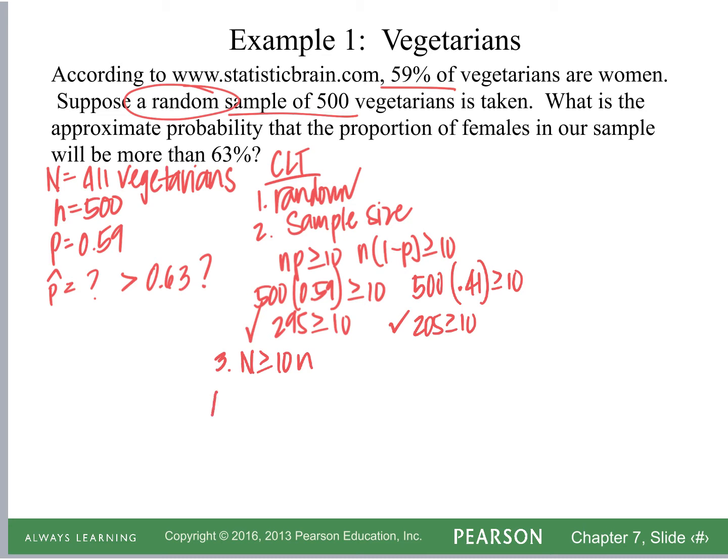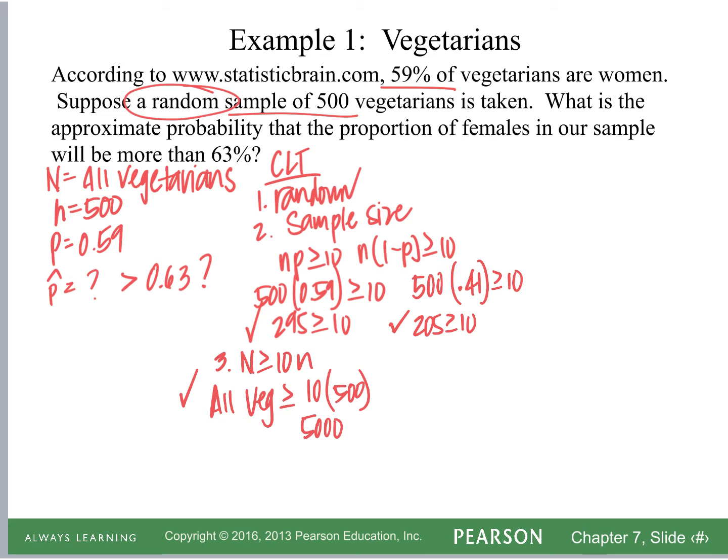We don't know the actual value, but do we think that all vegetarians is greater than 10 times 500, which is 5,000? We'll just assume that the entire vegetarian population in the world is greater than 5,000. So we'll put a check there. And this is what I'm talking about for population that we can assume sometimes.